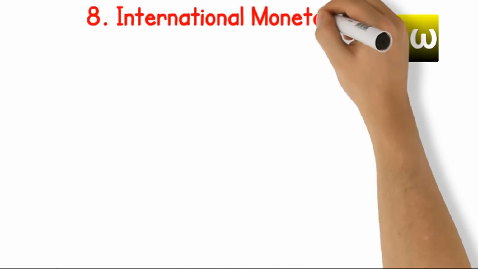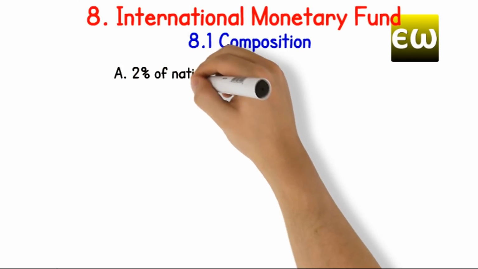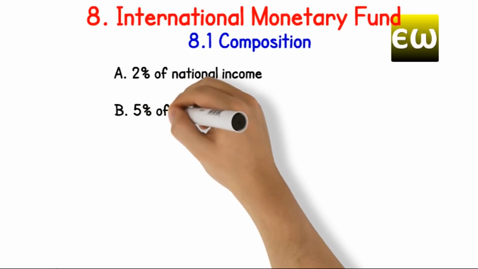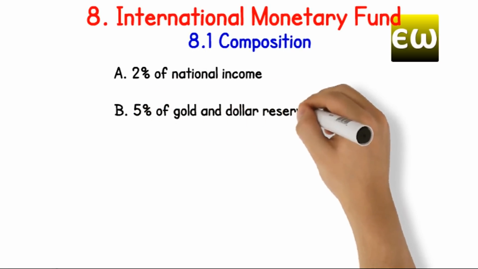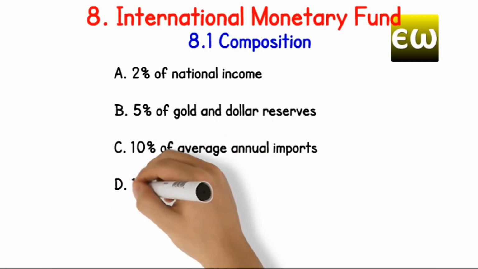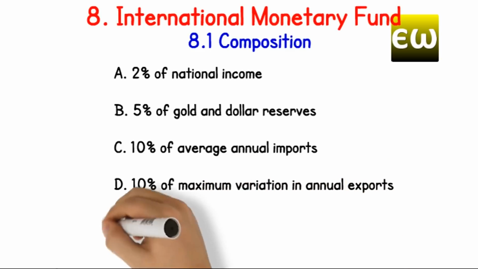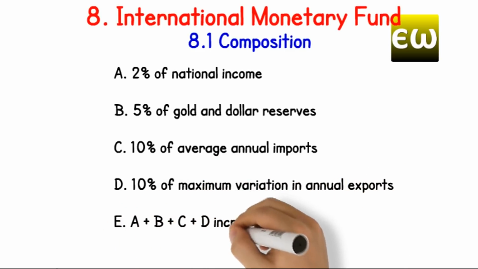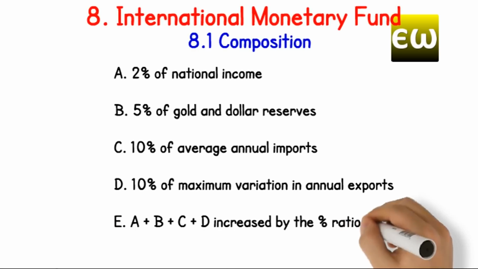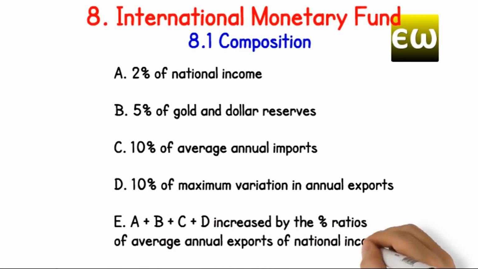International Monetary Fund. Composition. A: 2% of national income. B: 5% of gold and dollar reserves. C: 10% of average annual imports. D: 10% of maximum variation in annual exports. E: A plus B plus C plus D increased by the percent ratios of average annual exports of national income.